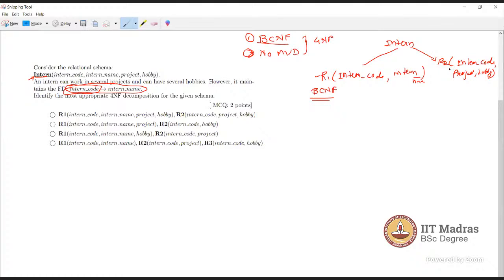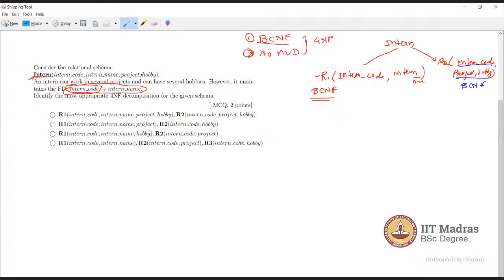What is the key here? All three attributes, because there is no functional dependency applicable to R2. So all three attributes are the key here. So R2 is also in BCNF, and R1 is also in BCNF.